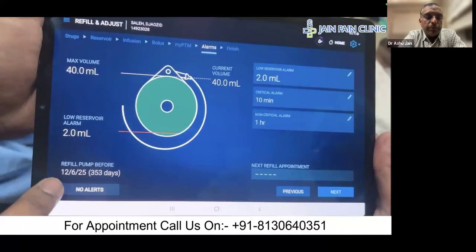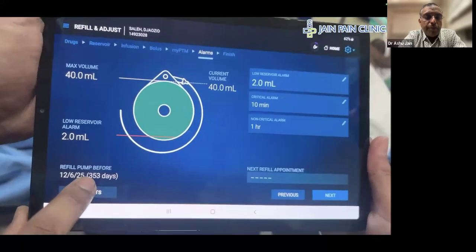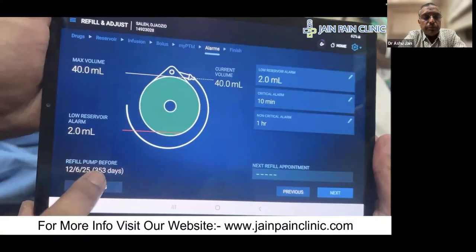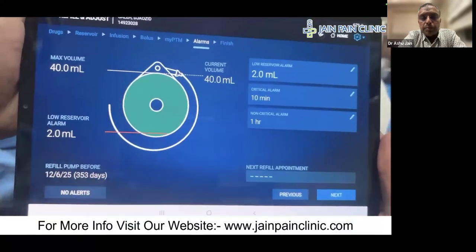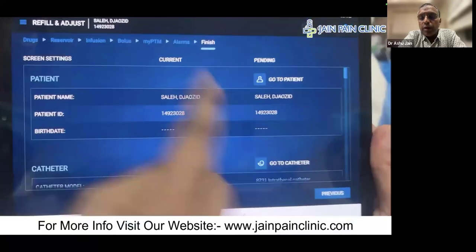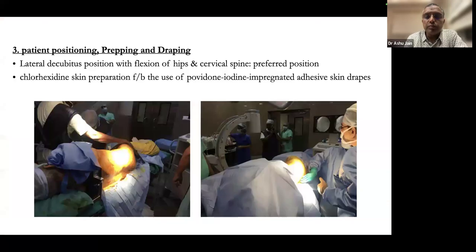Next refill date is around 350 days, 353 days, almost 6th of December 2025. Next, let's finish. So I hope you might have understood all the nice steps.